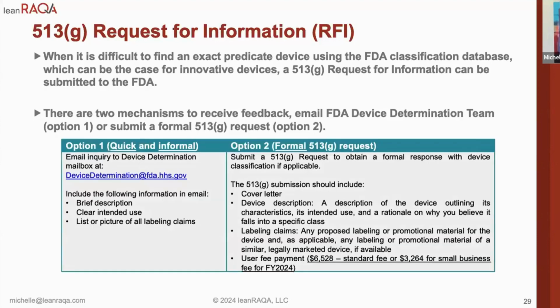Option 1 is kind of quick and informal. You send an email with some specific but abbreviated information to device determination at fda.hhs.gov. Option 2 is to submit a formal 513G request that has much more specified content, a different level and detail of content. This does have a fee. It is $62.50 for normal businesses and $32.64 for small businesses for this fiscal year.